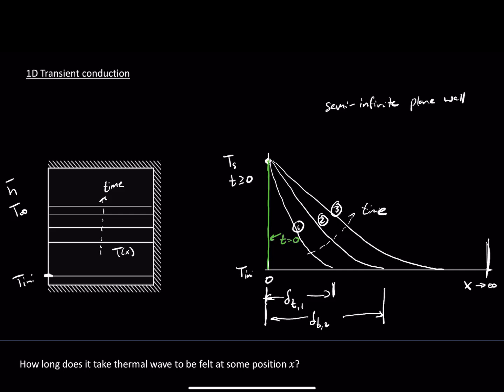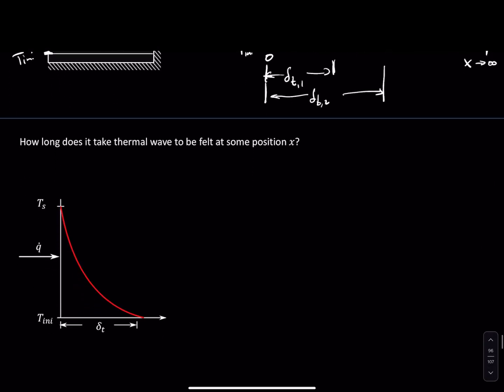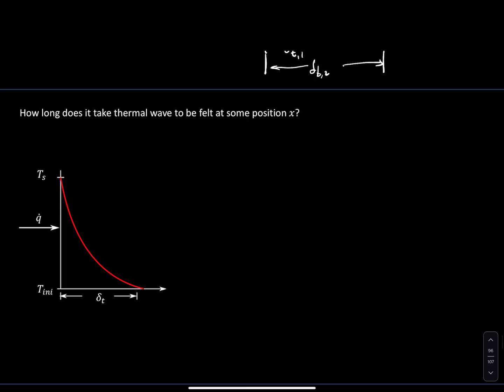All right, so let's ask the question, how long does it take for the thermal wave to be felt at some position? So once you have this disturbance occurring, how long does it take for delta t to reach some position x?